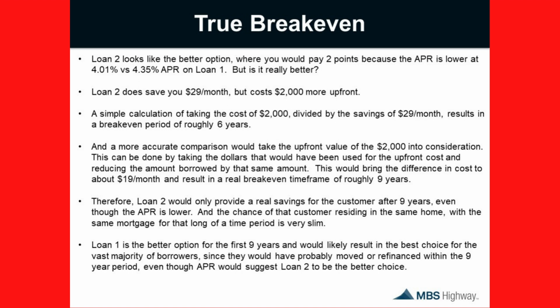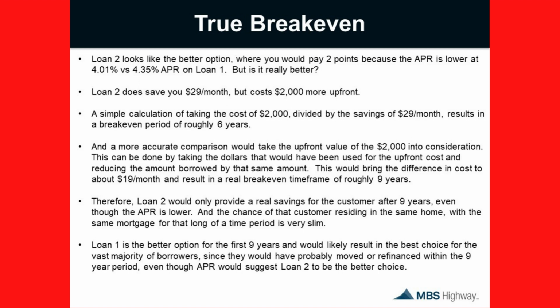Now your break-even, your true, real break-even time frame becomes about 9 years. Actually about 8 years and 9 months, but we're keeping this simple. So we're going to say 9 years. So loan 2 at the lower interest rate of 3.75 would actually provide you a savings of $19 a month after about 9 years. Even though it has a lower interest rate and a lower APR, it would take you 9 years of saving that $19 a month to recoup the $2,000 it cost you on loan 2 to get it.